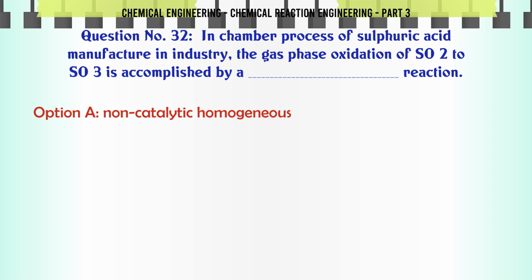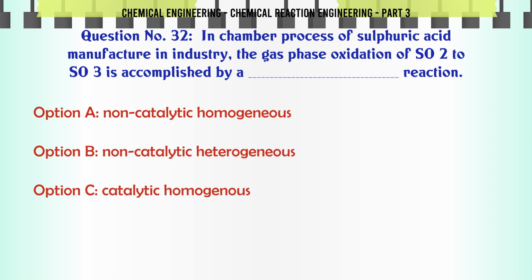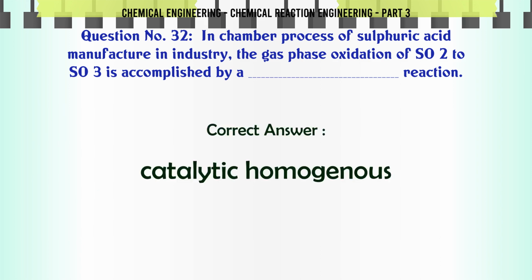In chamber process of sulfuric acid manufacture in industry, the gas phase oxidation of SO2 to SO3 is accomplished by a reaction. A. non-catalytic homogeneous, B. non-catalytic heterogeneous, C. catalytic homogeneous, D. catalytic heterogeneous. The correct answer is catalytic homogeneous.